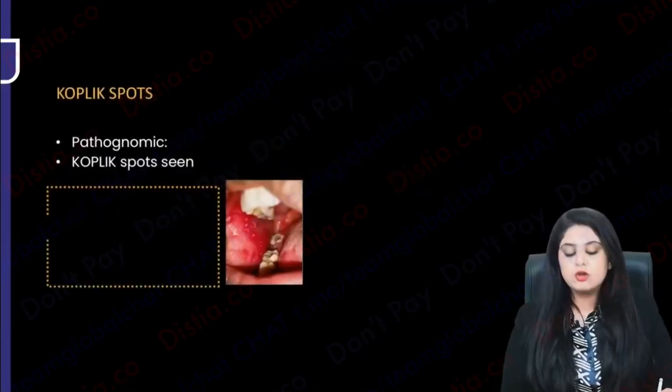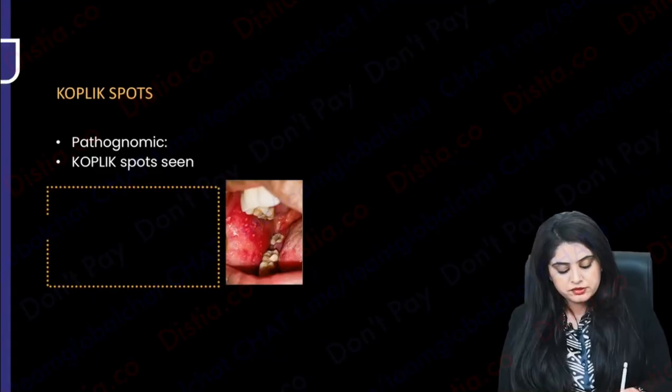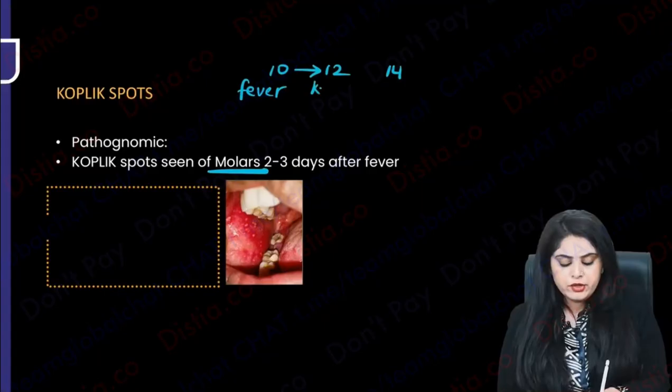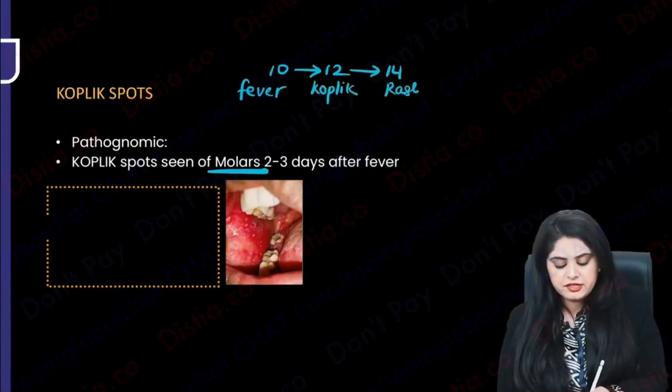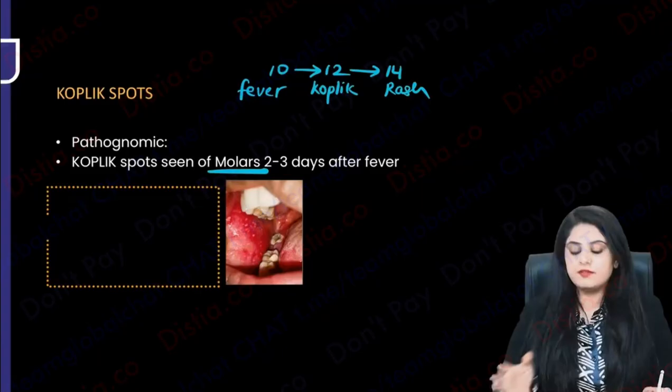So these are the pathognomonic Koplik spots that I'm seeing over here. And where do you see them? You can see them near the molars. And remember, how many days? So you will remember, 2 days you were adding. First you were seeing fever. So roughly 2-3 days later, you are going to see the Koplik spots, and roughly 2-3 days later after that, you will see the rash. So it is seen on the molars, 2 to 3 days after fever.